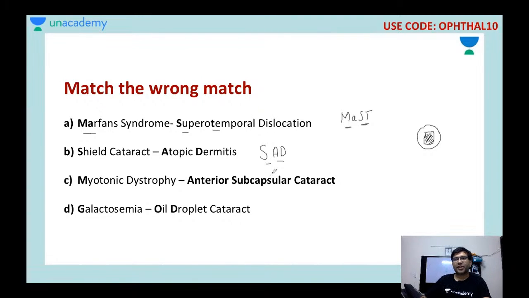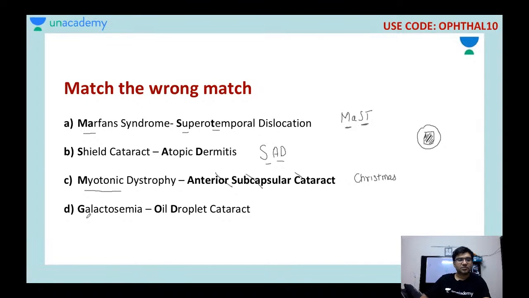Then you have myotonic dystrophy. In myotonic dystrophy, you basically do not see the anterior subcapsular cataract. As Lakshmi has given me the figure, this is basically a Christmas tree cataract. You can remember it with the mnemonic Merry Christmas.